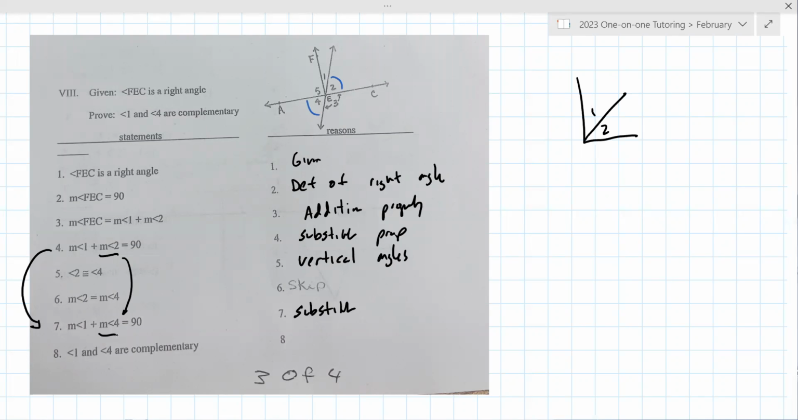Right. So then the last one of the complementary, I guess that'd be definition of complementary angles, something like that.